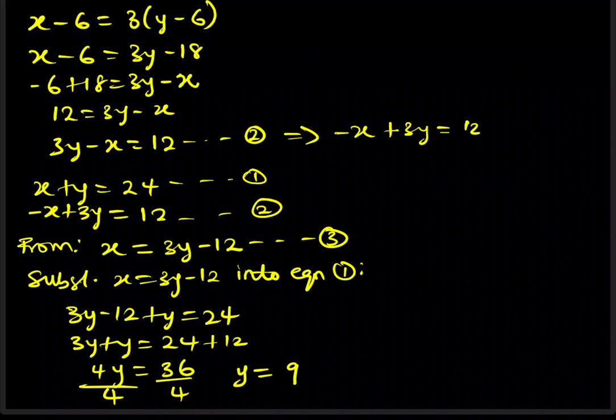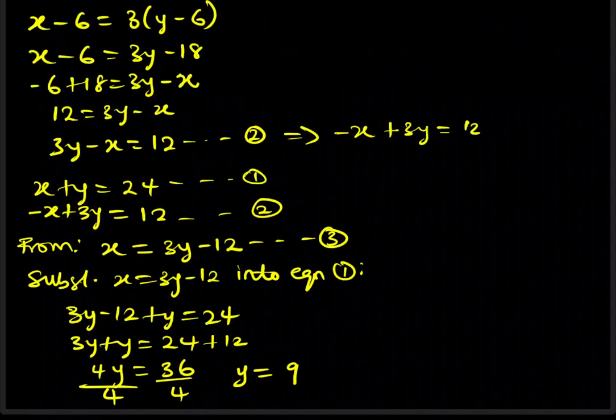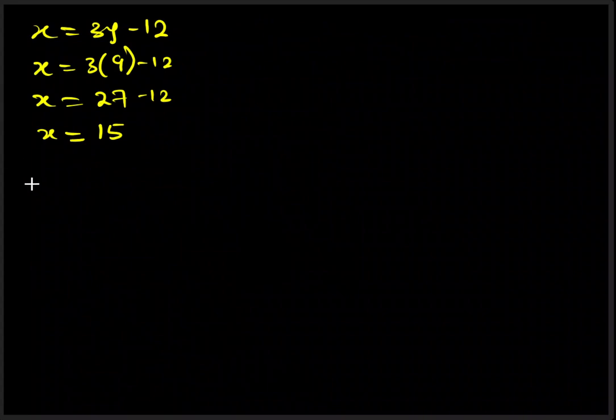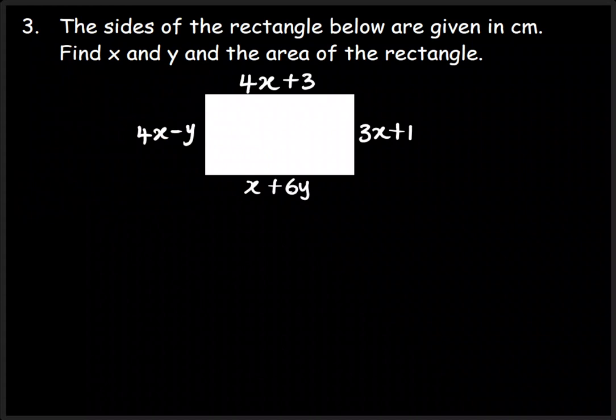So what are we looking for in the question? We are looking for their ages, that's their present age. All right, so that is x and y. That means Uche's age is equal to 15, and then Omo's age is equal to 9. All right, so let's proceed.